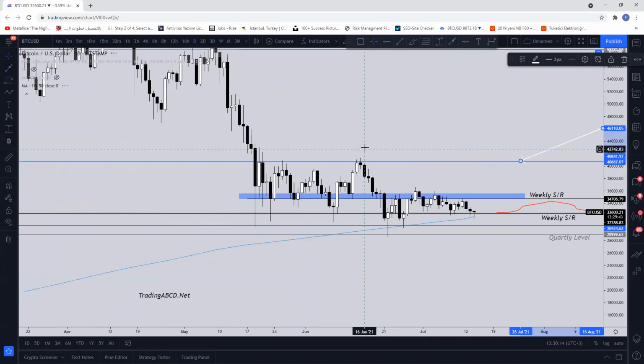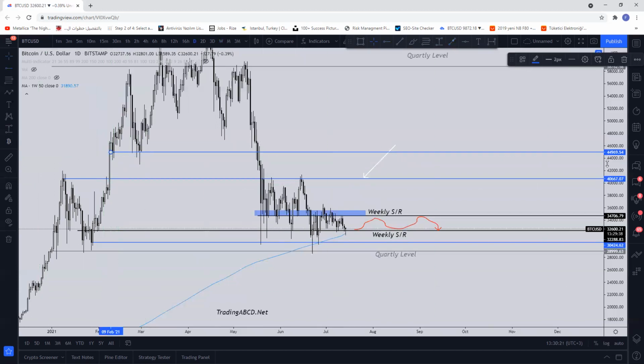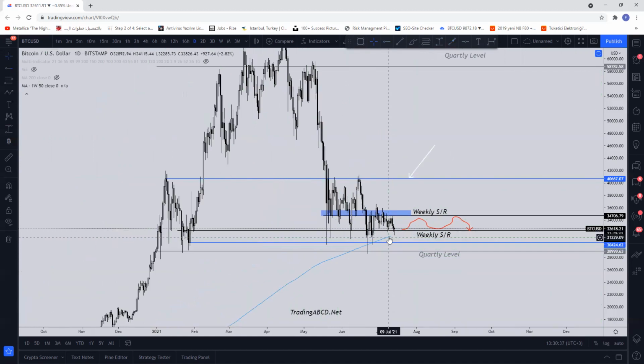Now, what happens if we flip 40K? Then the upper levels will be around 45, even up to 48, 49K. But it's too early to consider these levels. Now we have this range, we still play this range. We have this weekly level, weekly support, MA50. So I cannot be bearish at this confluence support.